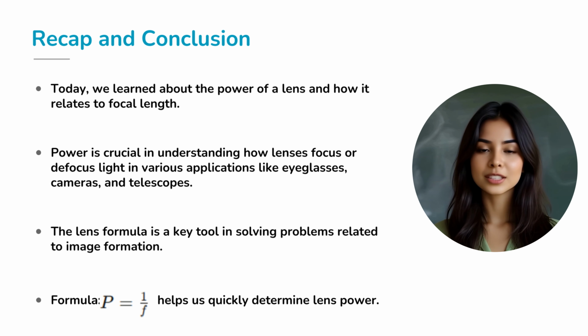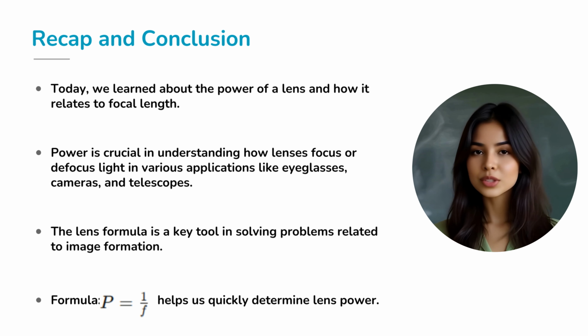The power of a lens is essential for understanding how lenses bend or refract light. It's crucial in many applications like eyeglasses, cameras, and even telescopes. Without understanding lens power, we wouldn't be able to fine-tune these devices to give us clear images. The lens formula is your best friend when solving problems related to image formation. It connects focal length, image distance, and object distance. And don't worry, we've got an easy formula to help us out.